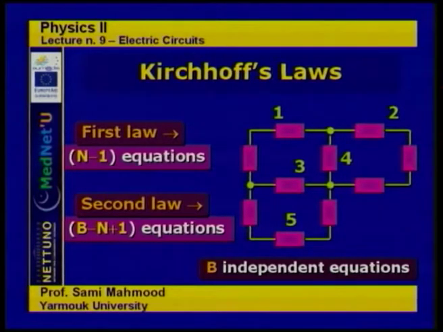Notice, for example, in this circuit, we have 3 nodes. That means we have 2 equations from the first law, and we have b branches, which means we have 5 branches. So b minus n, that is 5 minus 3, is equal to 2, plus 1 is equal to 3. So we have 2 equations from the first law and 3 equations from the second law. That's 5 equations. 5 equations is exactly equal to the number of branches, b. That way we have the desired number of equations to solve.